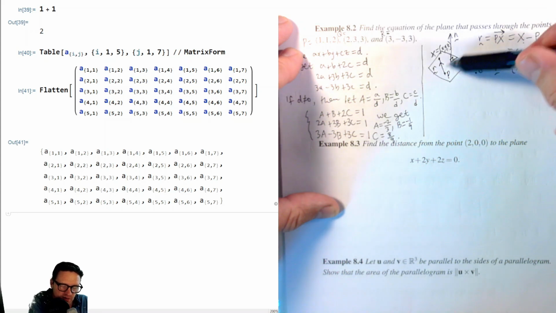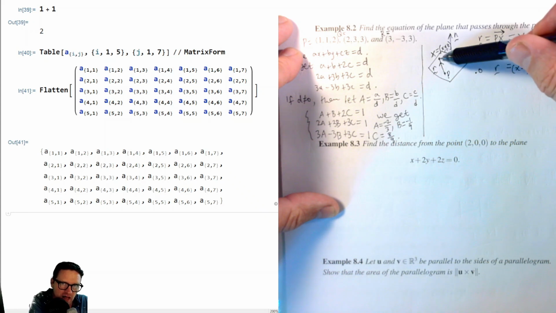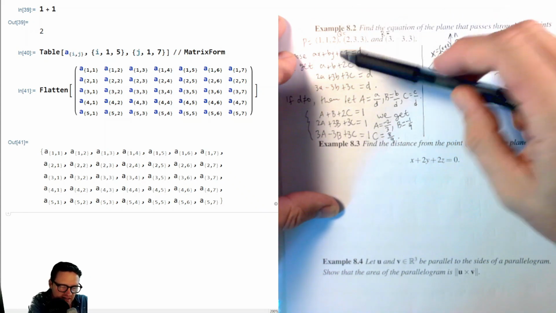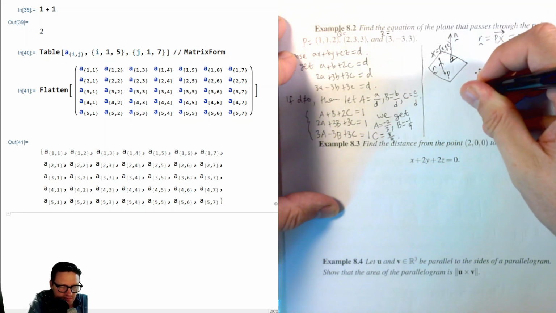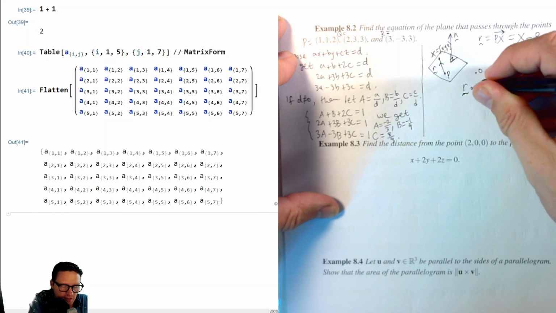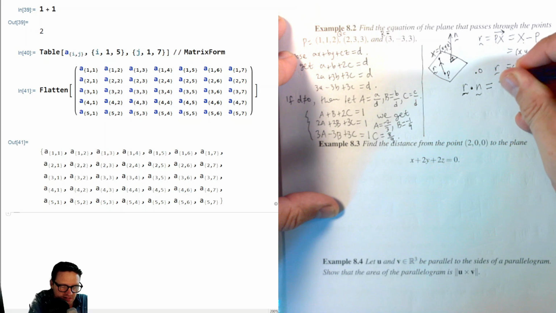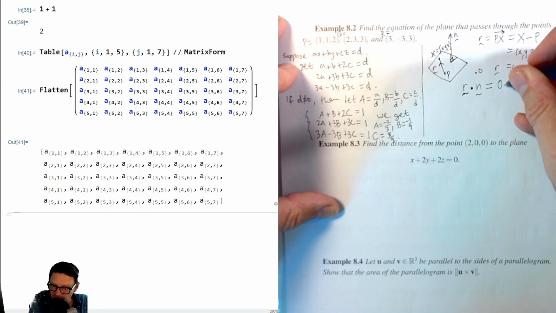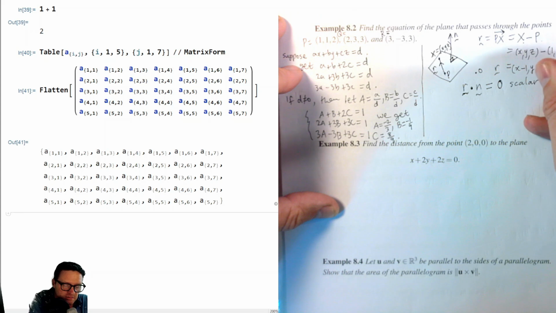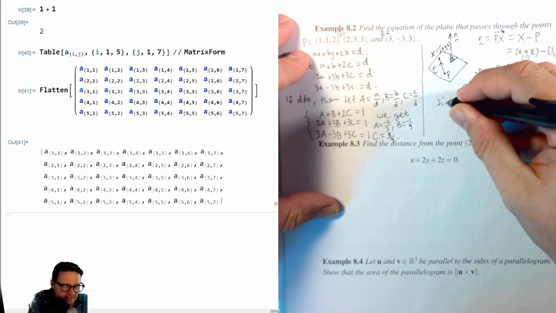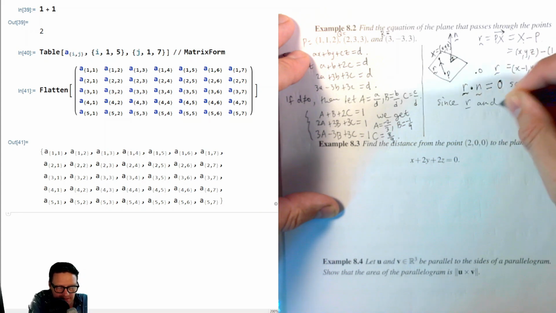Okay, now the normal vector is perpendicular to R because R lies parallel to the plane containing the 3 points. Okay, so R dot n is the zero scalar, right? Since R and n are perpendicular or orthogonal.